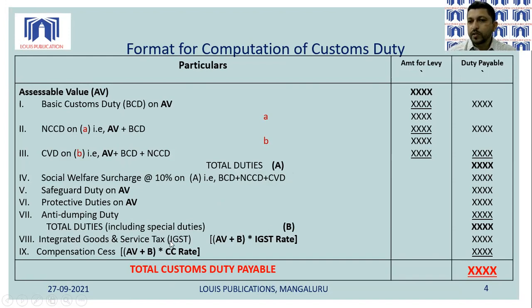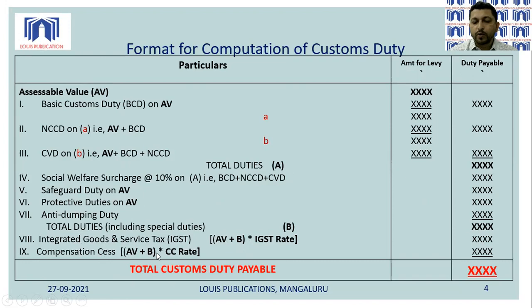Then we have IGST, which has to be calculated. IGST rate is always calculated on the sum of assessable value plus the customs duty calculated so far. That is value B. So putting it together, multiplied by the IGST rate, will give you the IGST amount. Then GST compensation cess is applicable only on sin goods, demerit goods, or luxury items.